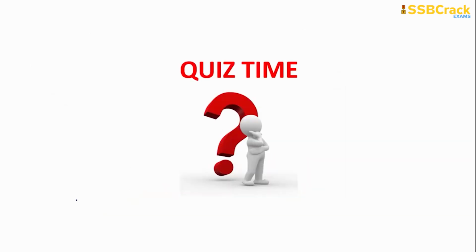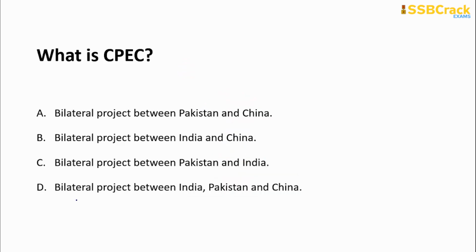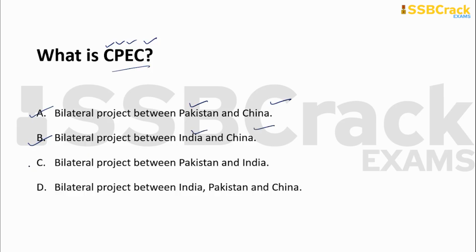Now it is time to revise this entire session with questions. So it is quiz time. Try to answer these questions. The first question is, what is CPEC, the China-Pakistan Economic Corridor? A. Bilateral project between Pakistan and China. B. Bilateral project between India and China. C. Between Pakistan and India. And D. Between India, Pakistan and China.